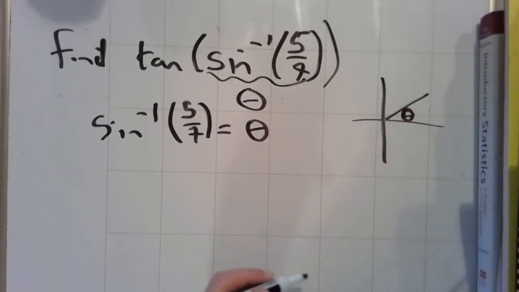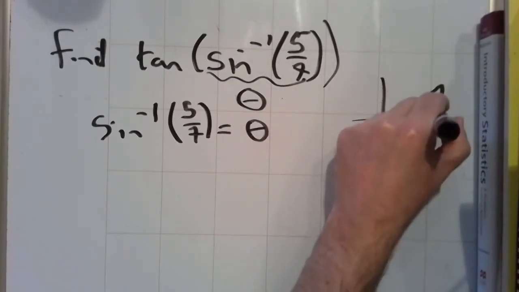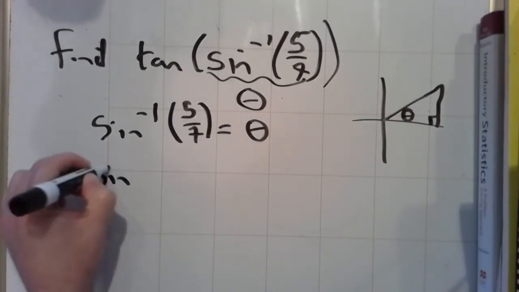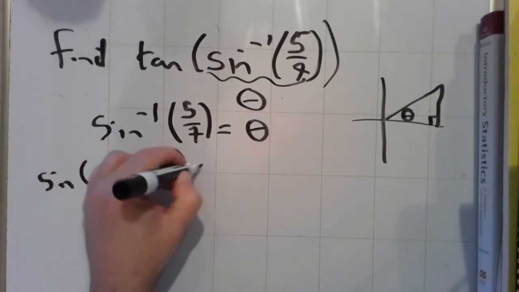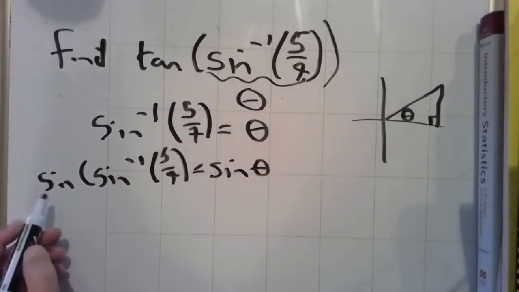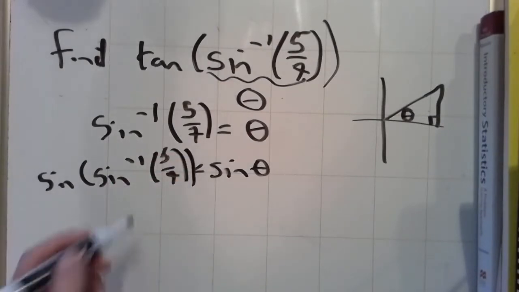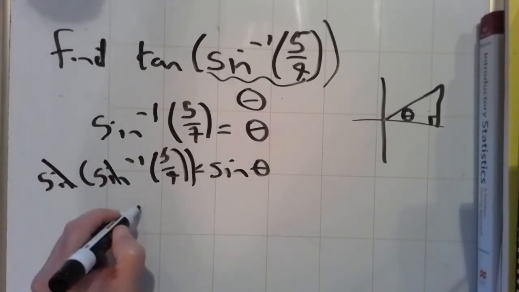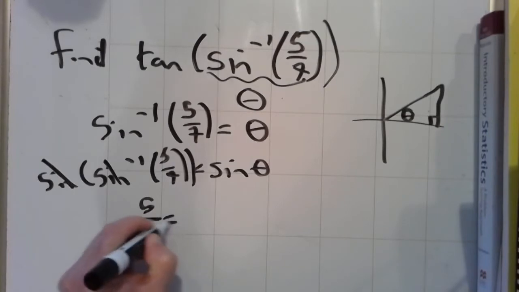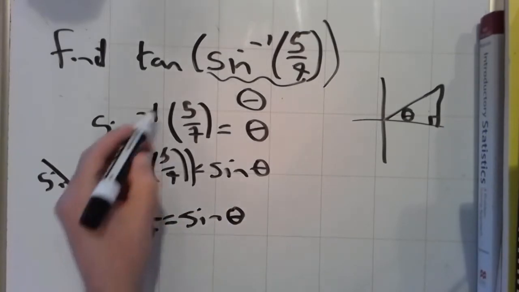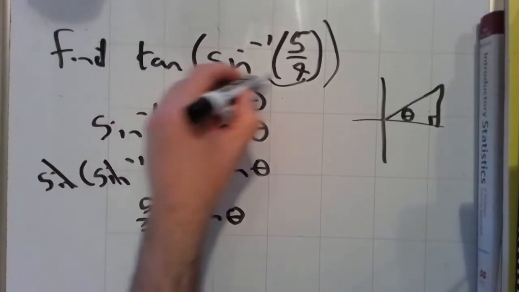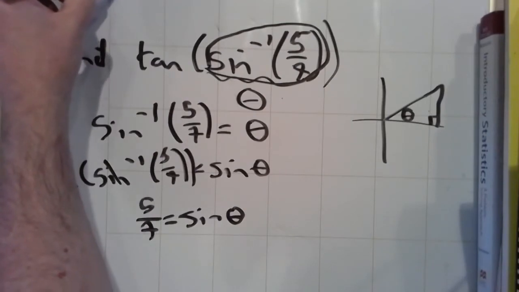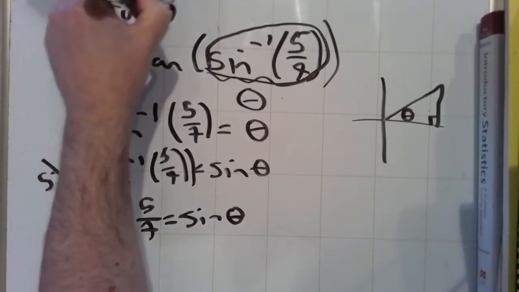Here's my angle theta. Let's draw it out. Let's take sine of both sides. I'm allowed to do that. Sine of inverse sine. In this direction, they always just cancel out. Sine and inverse sine are inverse functions in this direction. So I get 5/7 equals sine of theta. What I'm really asking for then, this is important, I named all of this right there. That's an angle. I called that theta. So I'm really asking for tangent of theta.